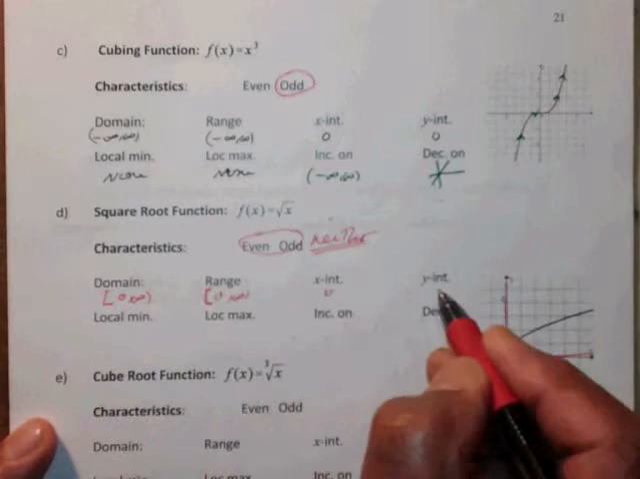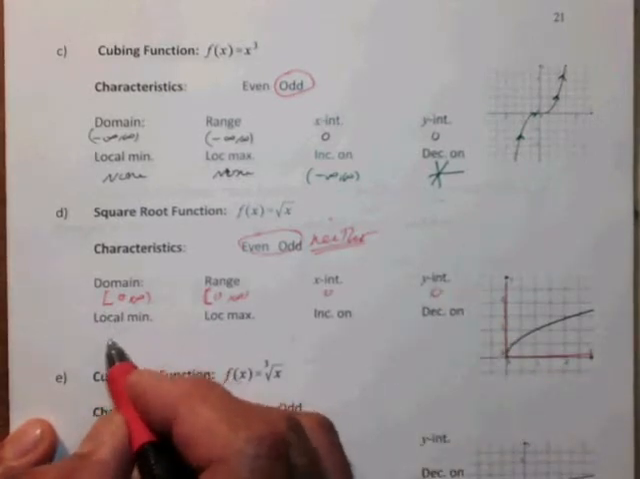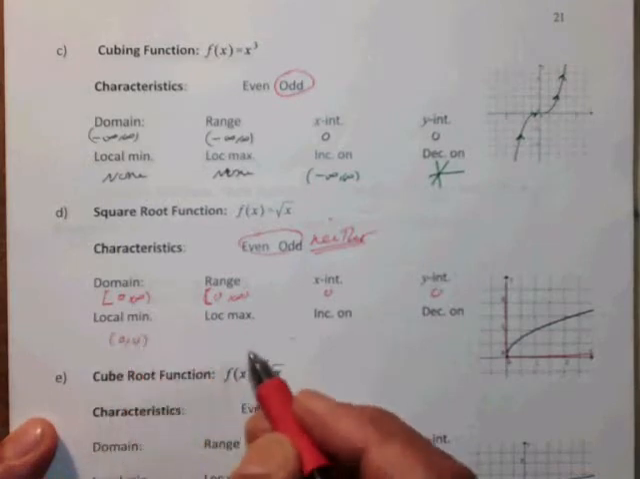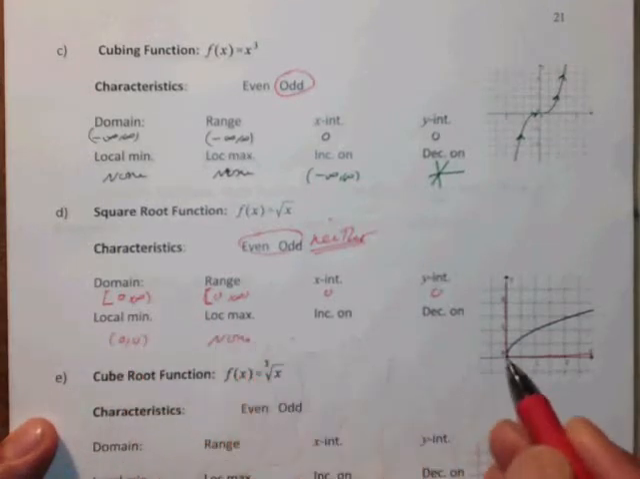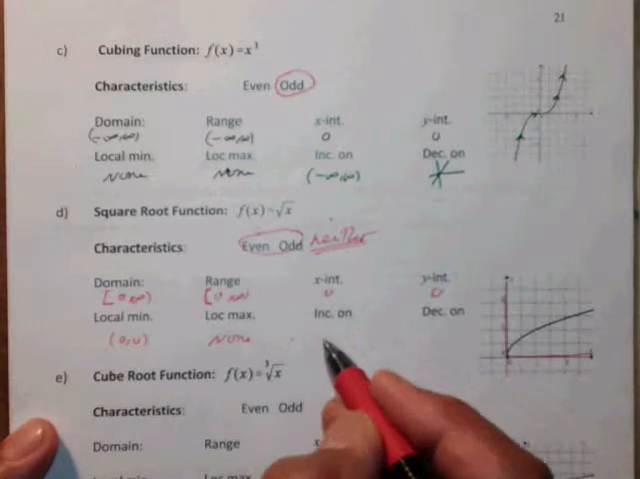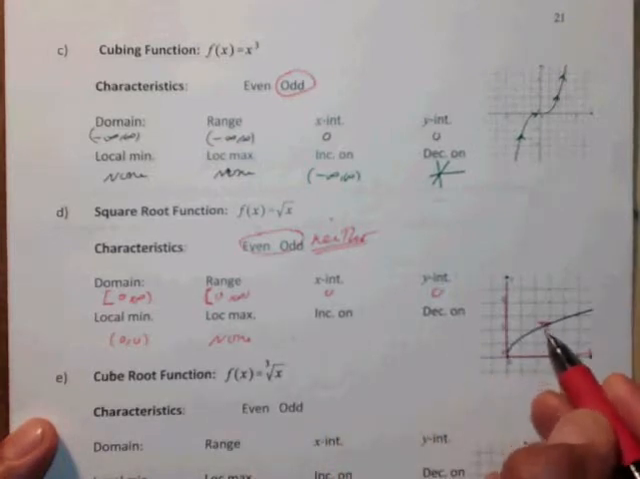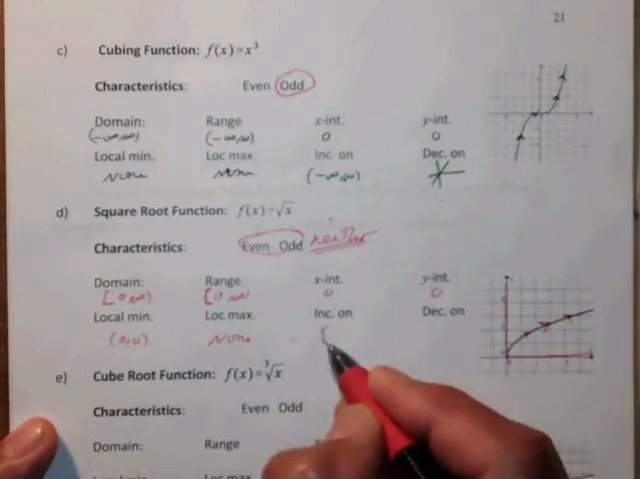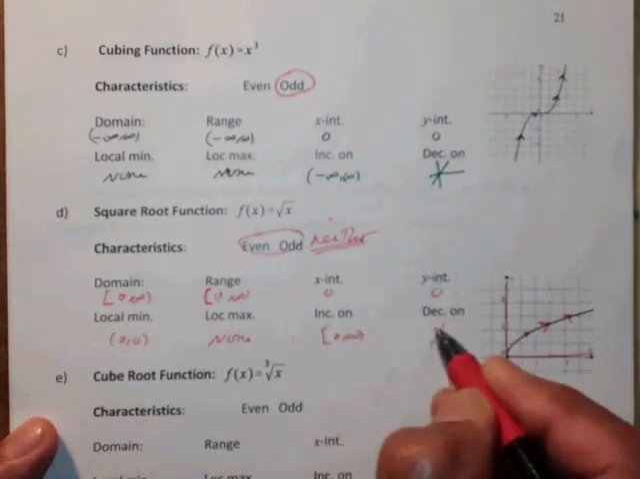X-intercept is 0, y-intercept is 0. And local minimum 0, 0. Local maximum none. This is local minimum. It's the lowest point, and it's always increasing, you see. Increasing on its domain, increasing on 0 to infinity, never decreasing.